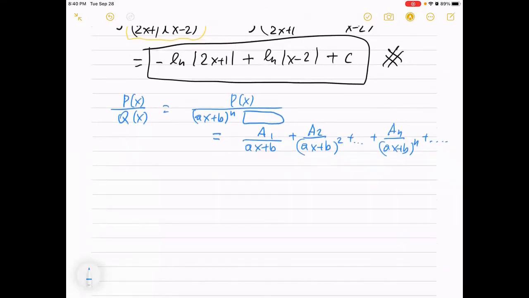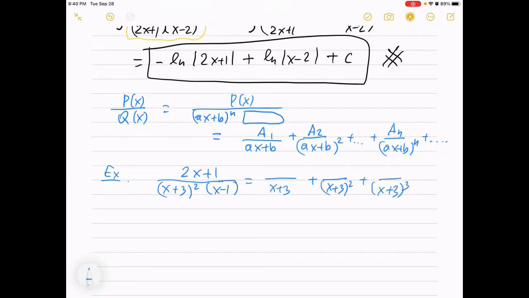Okay, for example, if we have the fraction 2x plus 1 over x plus 3 squared times x minus 1, we're going to decompose it as something over x plus 3 plus something over x plus 3 squared plus something over x plus 3 cubed, and we also have to take into consideration x minus 1, because it's to the first power. We're going to write it only once, and then we're going to write down a, b, c, and d on top.